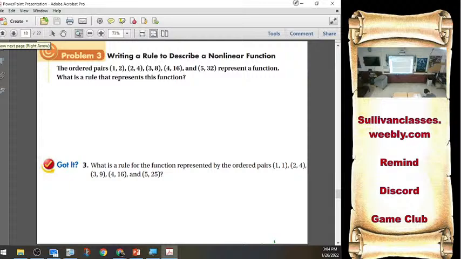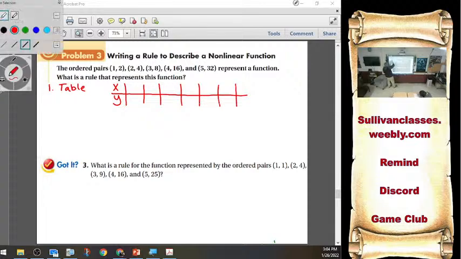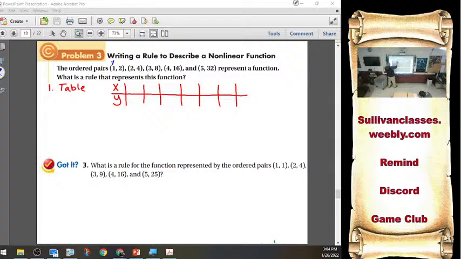There are your ordered pairs. 1, 2, 2, 4, 3, 8, 4, 16, 5, 32 represent a function. What rule represents the function? If they ever ask you just, here's coordinates, what's the rule? I want you to write on there, step 1 is to make a table. X, Y, fill in the table with your coordinate pairs, X, Y, 1, 2, 2, 4, 3, 8, 4, 16, 5, 32.